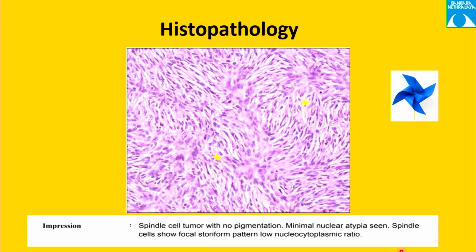There was no pigmentation, and you can see the cells which are arranged in a storiform like pattern. These are like origami things which we used to make, that has an appearance of a storiform. You can see the cells which are all just merging around. So that is called storiform. One thing to note was there was a low NC ratio. So when you're dealing with a low NC ratio, probably it is not malignant. That should be kept in mind.